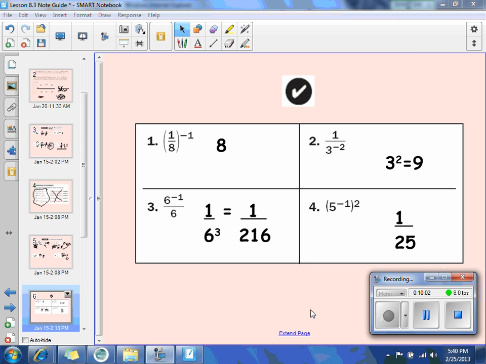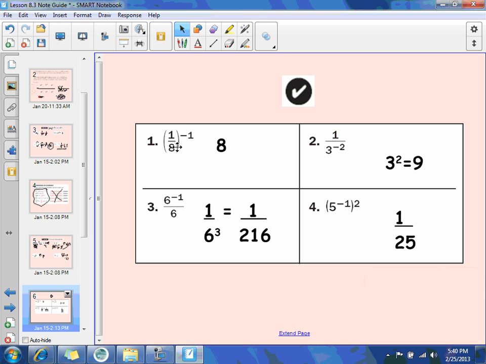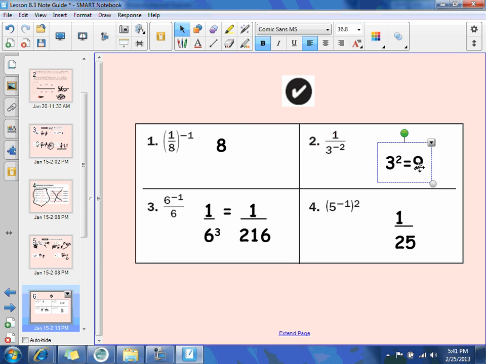How'd you do? This would be positive 8, with 8 being a whole number, because 1 to the negative first power would be in the denominator, 8 to the negative first power would be in the numerator, and you would get positive 8. Here, 3 to the negative second wants to be in the numerator and become 3 to the second, which is 9. Oh, gosh, I caught myself.